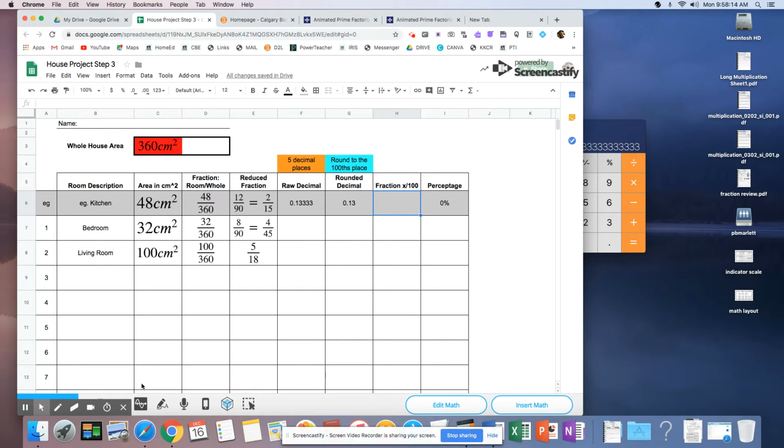My fraction here is going to be 13 out of 100.